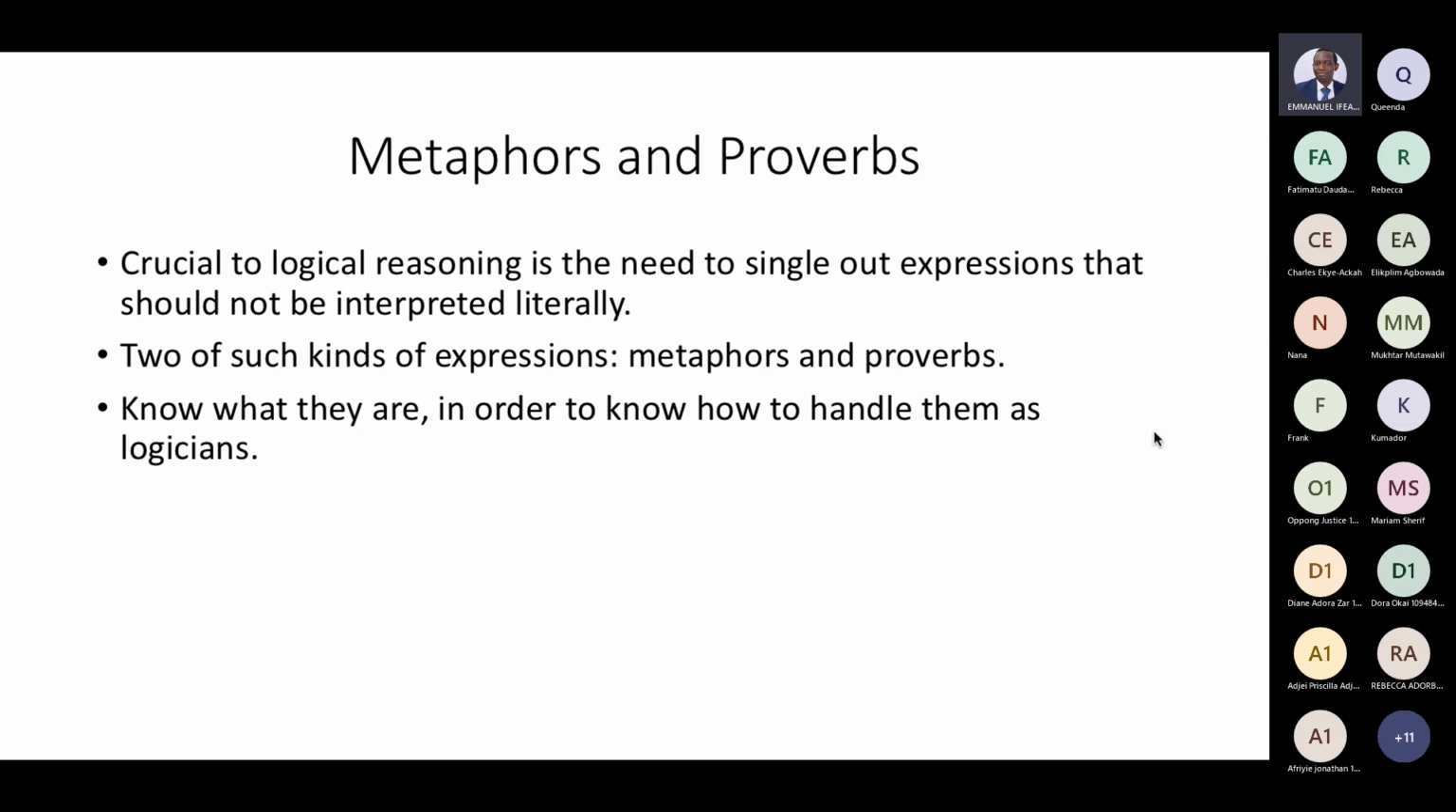Now, the next thing is to look at expressions that should not be interpreted literally. In the business of logical reasoning, accuracy is very important, including accuracy in meaning. When we are reasoning with statements, we want to be accurate about the literal meaning of those statements. So statements that don't have accurate literal meanings would not be easy to work with in logical reasoning. That includes statements that should not be interpreted literally, and that's why we are talking about metaphors and proverbs. Once a statement is not to be interpreted literally, it's not very relevant to logical reasoning because there's no accuracy in meaning. Now, let's look at both metaphors and proverbs.